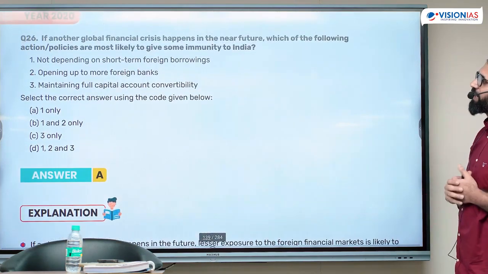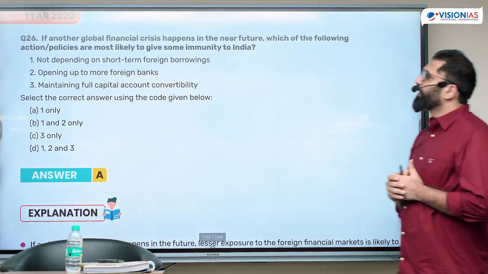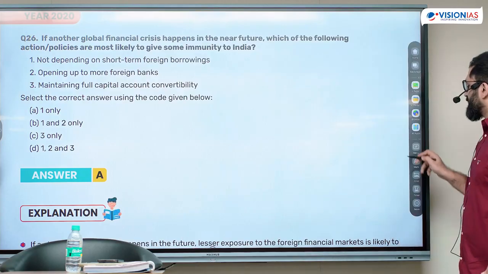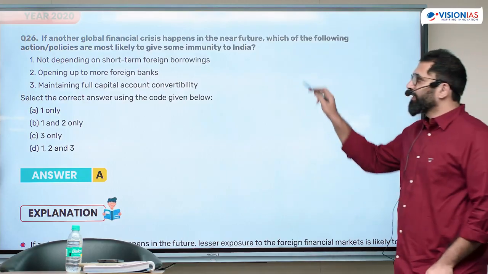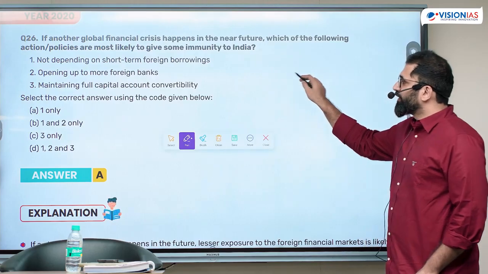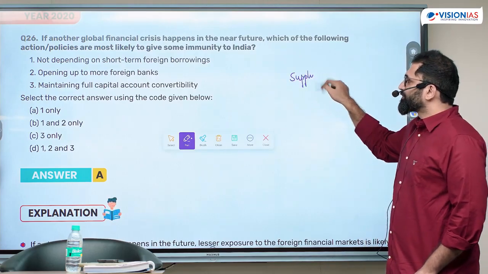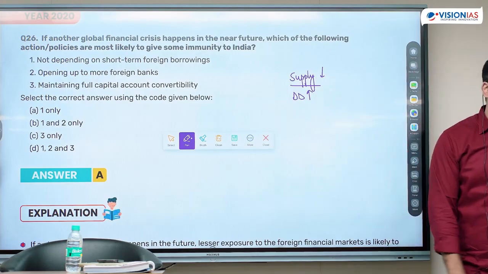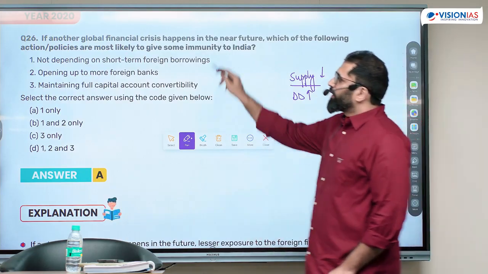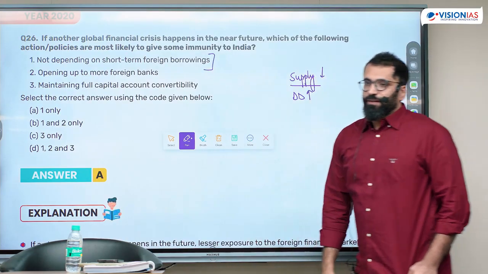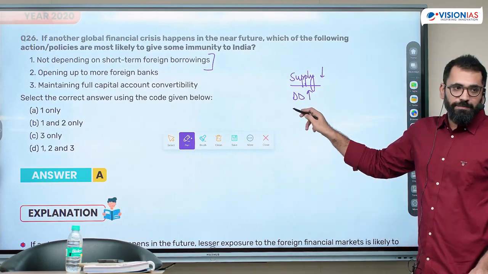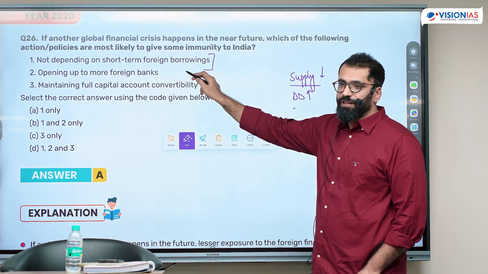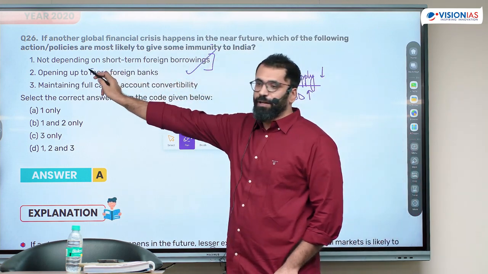If another global financial crisis happens, which of the following are the most likely to give some immunity? So if the crisis happens, what's the crisis? Crisis is again that I have less supply and more demand, right? This is the external crisis. If I do not depend on short-term borrowings, that means I will not have demand. If short-term borrowings have to be returned, not depending on them will give me some immunity.